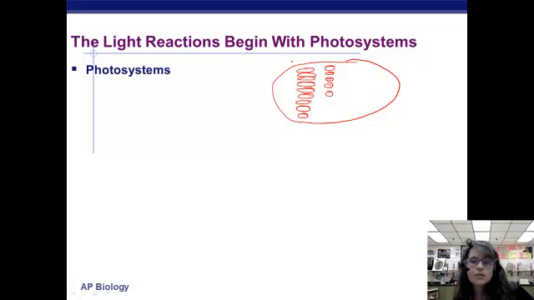Okay? So the activity of photosynthesis takes place on every one of those thylakoids. And it is specifically in the membranes because there are proteins embedded in these membranes of the thylakoids. Now, the first protein that we are going to talk about that is embedded in these thylakoid membranes is called a photosystem. Okay?